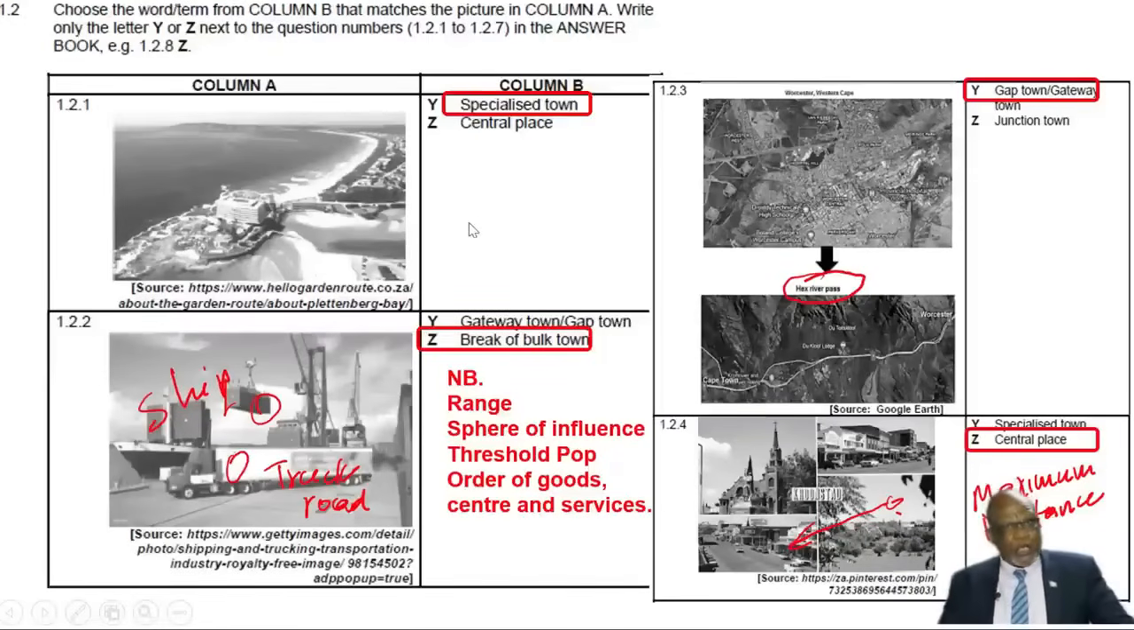You don't travel a longer distance to go and buy bread, even if bread is going to be cheaper at the furthest point. Because you consider the transport cost and other things, you buy it closer to where you are, because it's a low order good.